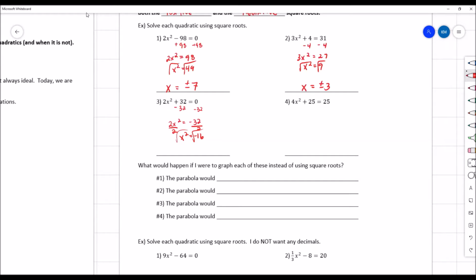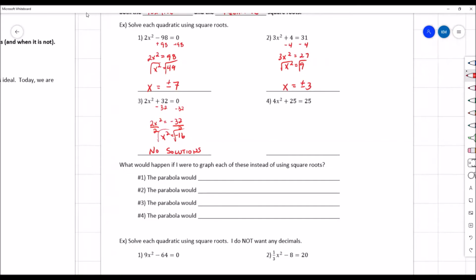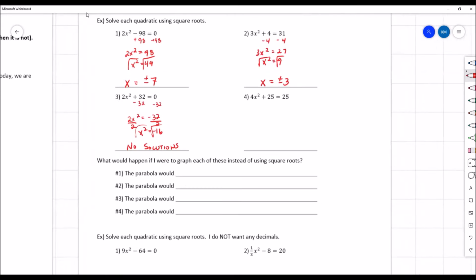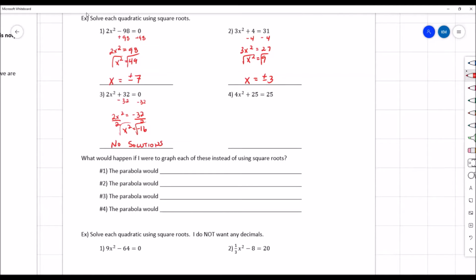So once we get here that we're taking the square root of a negative number, we say no solution. And actually no real solutions, because in Algebra 2, you'll find out that there are imaginary solutions, but we won't worry about that here. We'll just say no solutions. That'll be okay for our purposes.